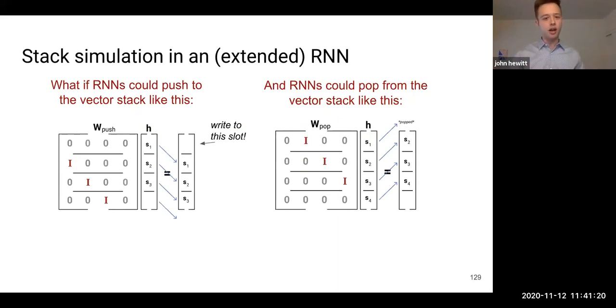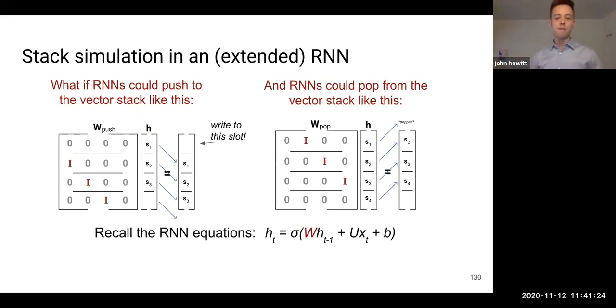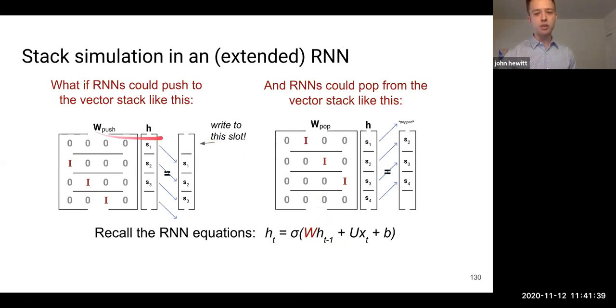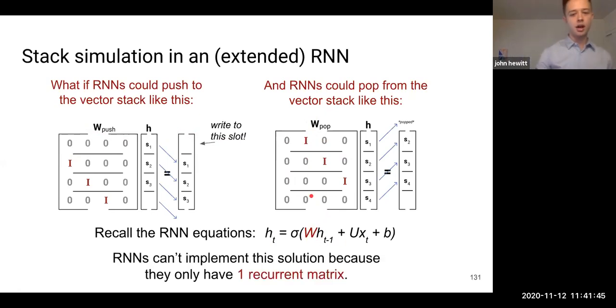Pretty simple, pretty cool. It's kind of this symbolic-ish operation. But the problem is that if you recall the recurrent neural network equations, there's only one W matrix. There's only one multiplicative matrix that actually applies to the old memory h_{t-1}, right? So you could have W push, you could have W pop, but you can't do both. And if you summed them or something, that wouldn't work. So this solution can't be applied as is, simply because you have one recurrent matrix.